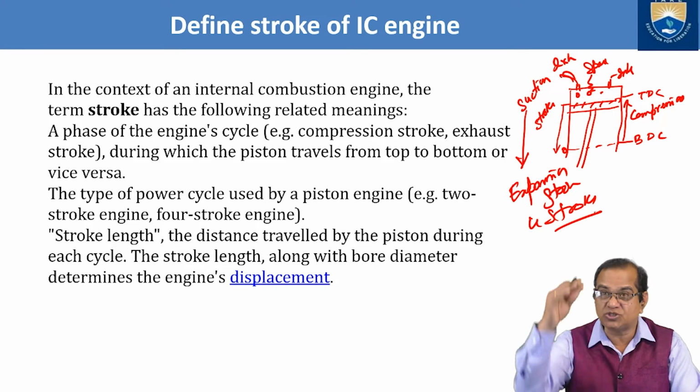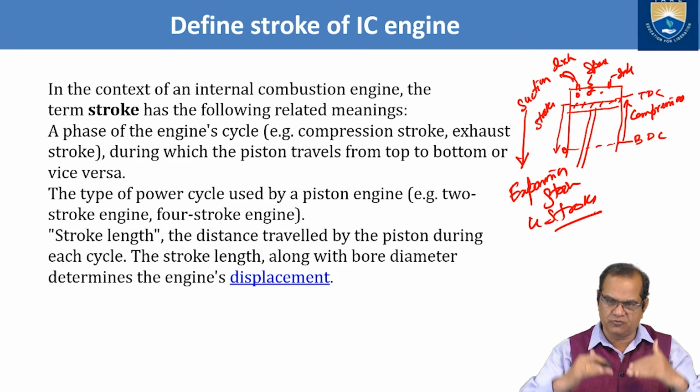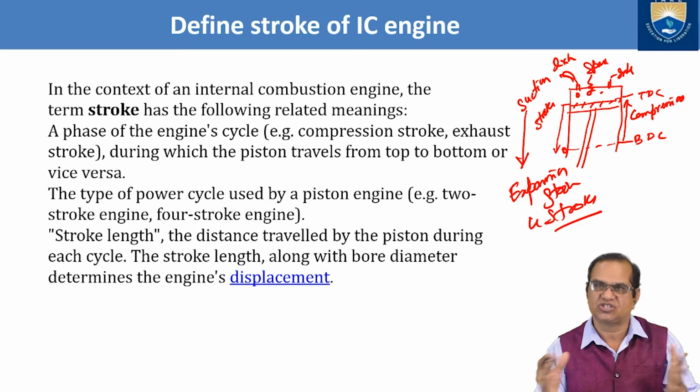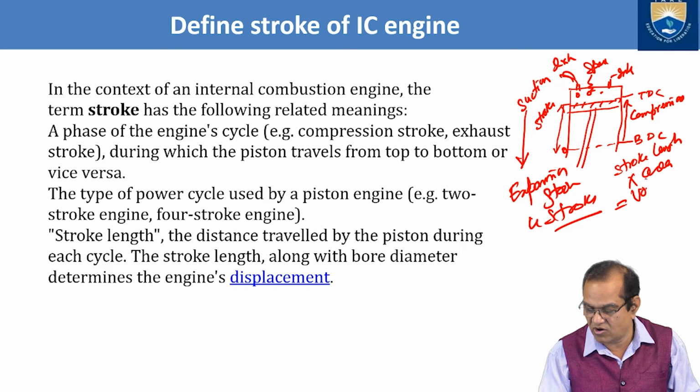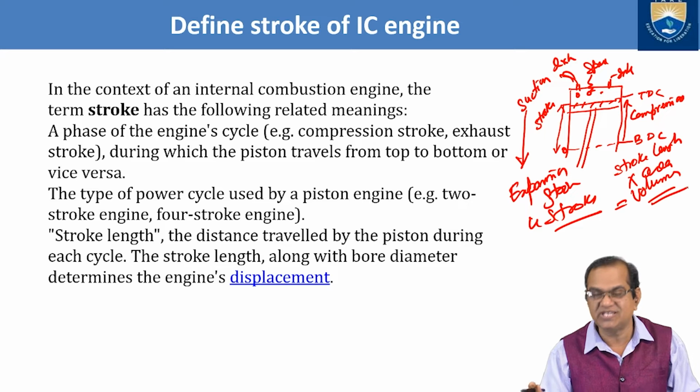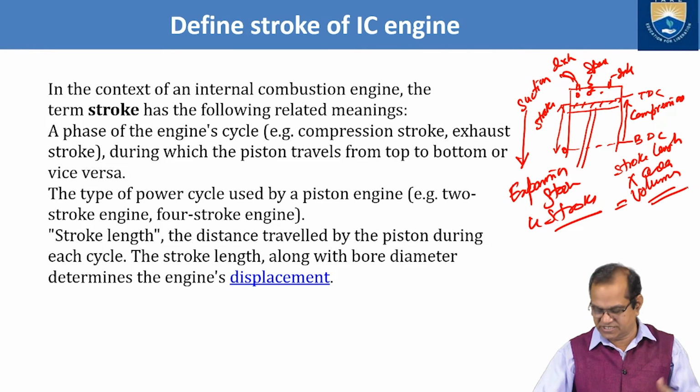Each motion of the piston from top dead to bottom dead is called the stroke. And this length from top dead to bottom dead is called the stroke length. Multiplied by the area of this piston, it is called the volume or displacement. Okay, so in this way your stroke is defined.